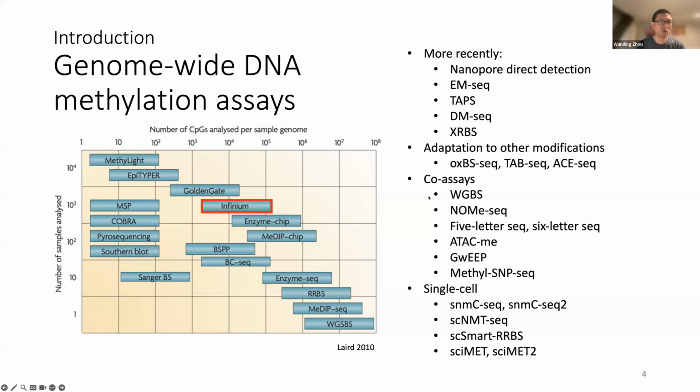So this is to show you the focus of today's talk, the Infinium array, where it lands in terms of the number of samples profiled and the number of CpGs that it can cover. Actually, I should say this is a figure made by my postdoc advisor over 10 years ago. More recently, other methods have been developed which leverage different, for example, base conversion principles, or can look at other omics as a co-assay, as well as study single cells.